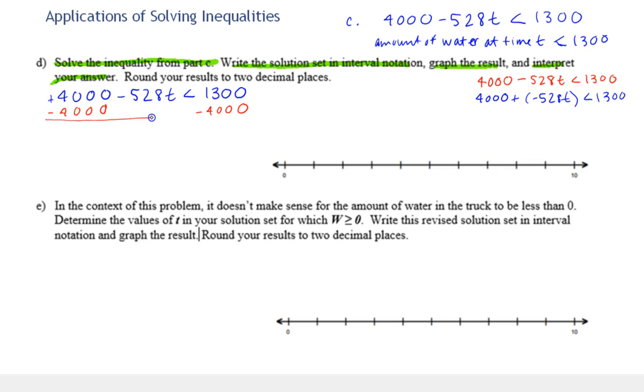Now on the left-hand side, I'm going to write the 0. 0 minus 528t is less than negative 2,700. We said we usually don't write this 0 here. It's implied that it's a 0. But I wrote it here intentionally to show you this is 0 minus 528t. So we would really think of this as negative 528t is less than negative 2,700.